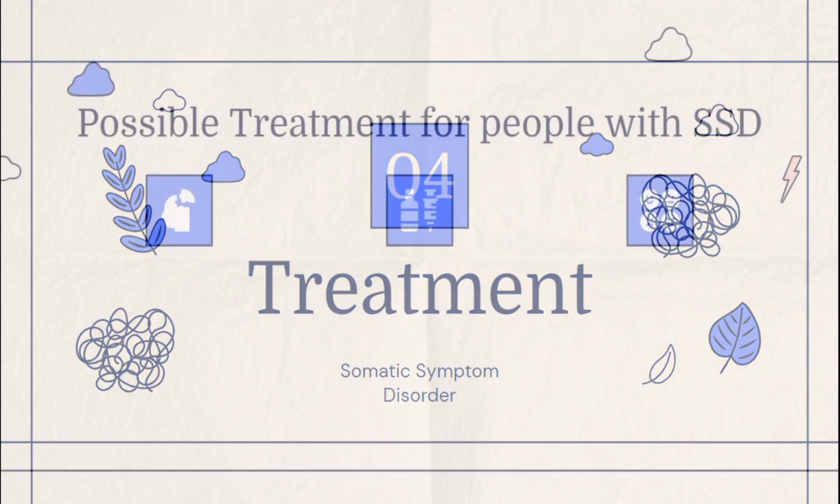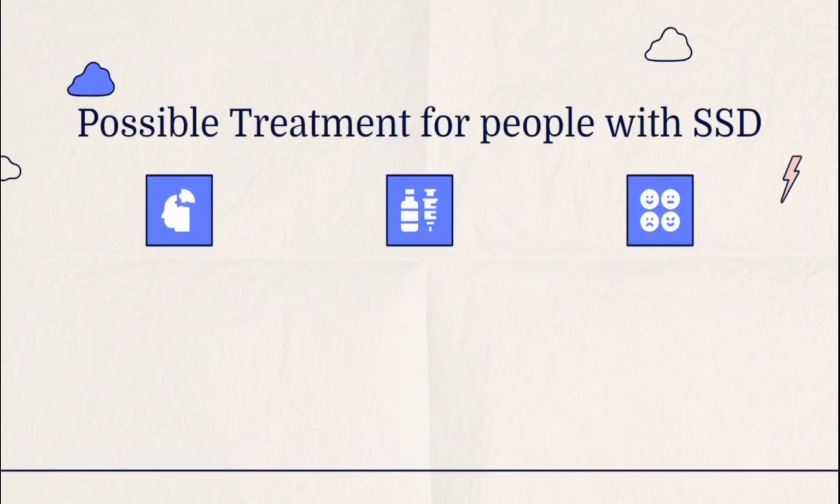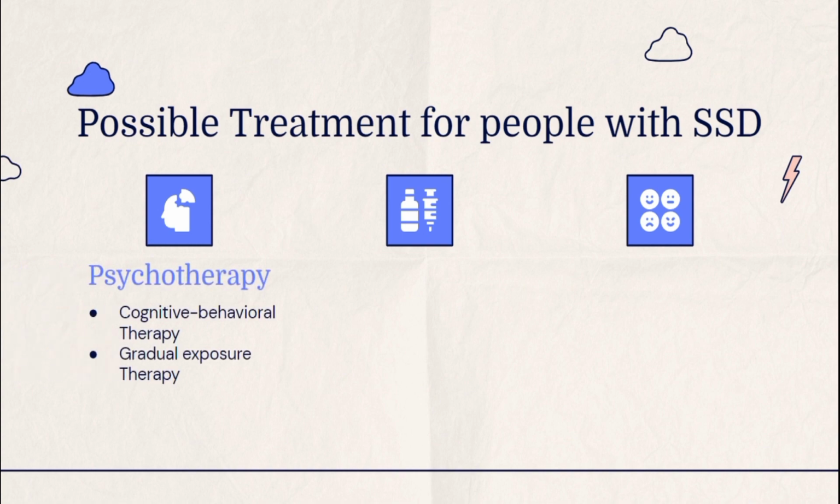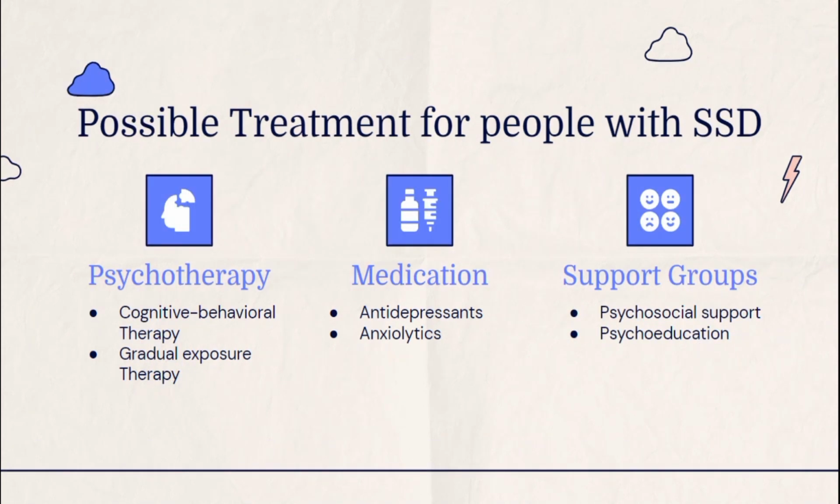Treatment for somatic symptom disorder may involve a multidisciplinary approach, including psychotherapy, such as cognitive behavioral therapy, medications such as antidepressants or anxiolytics, and support groups. The primary goals of treatment are to reduce distress, improve daily functioning, and address any underlying psychological factors that may be contributing to the symptoms.